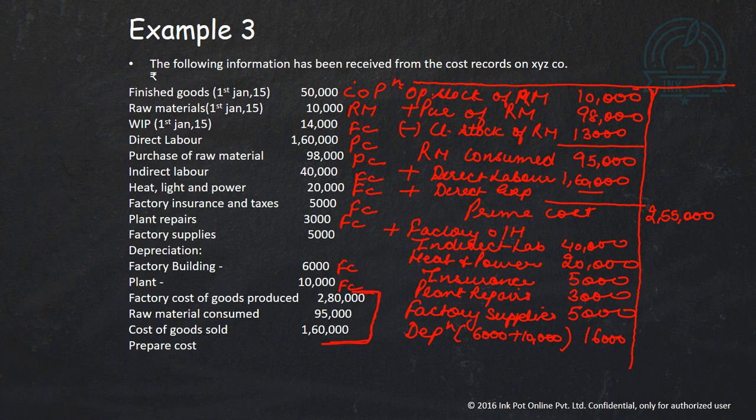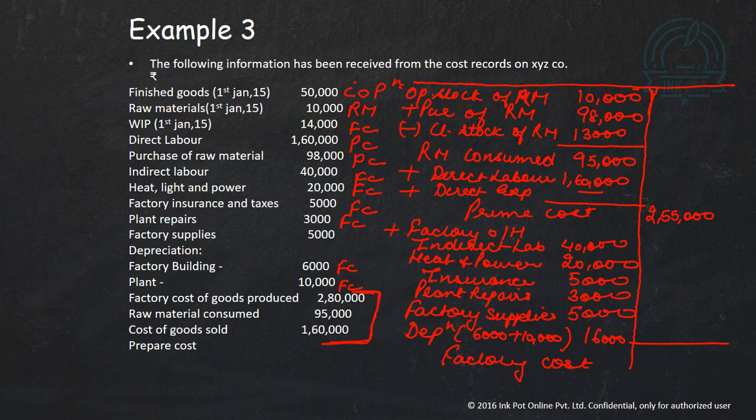We will get factory cost. Factory cost is equal to, by adding all these expenses, 3,44,000. Right? So I'm continuing this question on the next page.